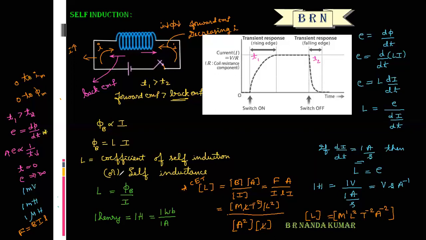What is the meaning of self-inductance? Self-inductance is the magnetic flux linked with the coil when unit current flows through it. Self-inductance of a coil is numerically equal to the EMF induced in the coil when the rate of change of current flowing through it is unity. So the self-inductance of a coil is said to be 1 Henry if 1 volt of EMF is induced in the coil when the rate of change of current flowing through the coil is 1 ampere per second.